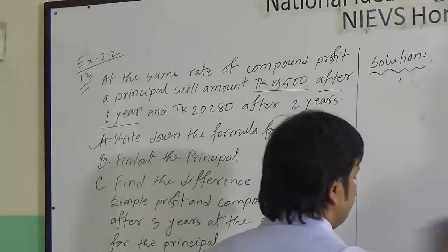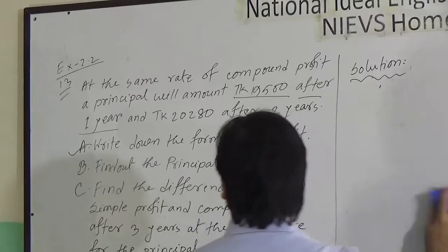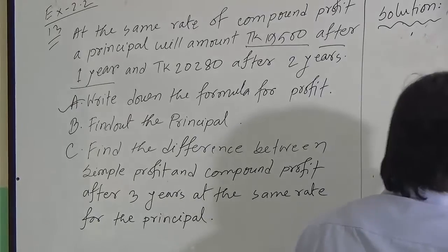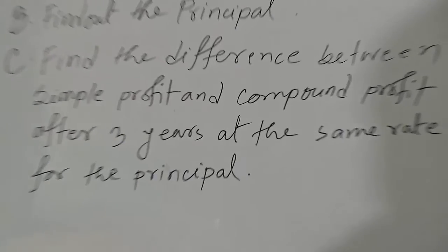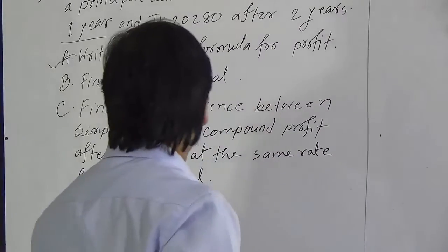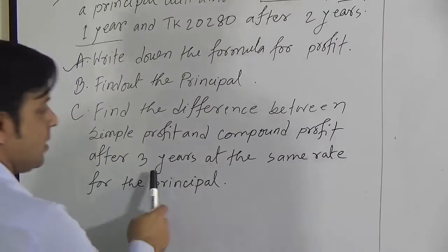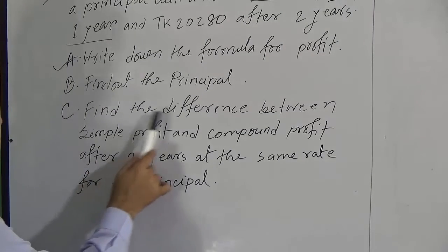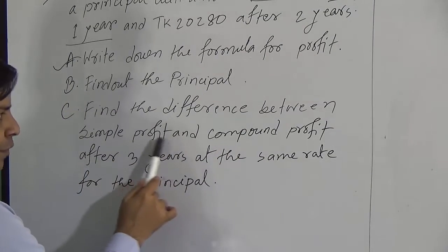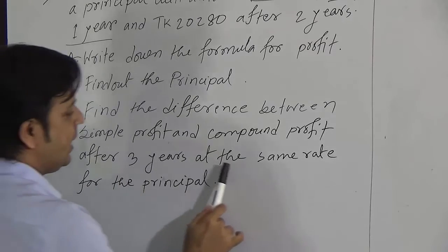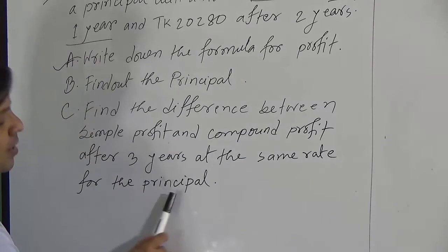Question C is: find the difference between simple profit and compound profit after 3 years at the same rate for the principal.